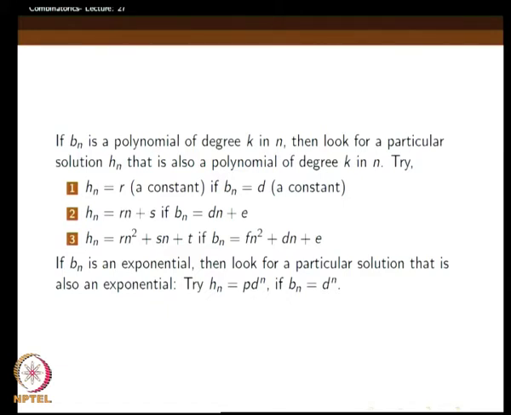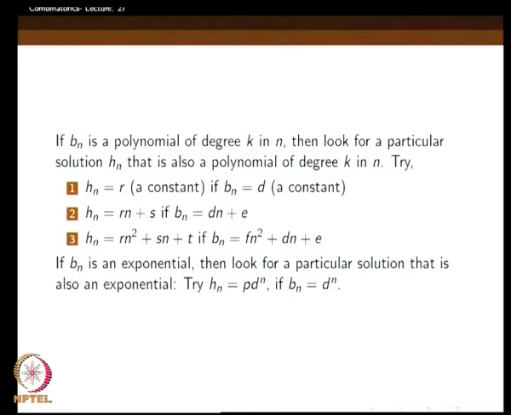So see, it is not that if you substitute this it will always work, but this is the thing to try. Then similarly, if Bn is equal to f times n square plus dn plus e, then we can try Hn equal to R times n square plus Sn plus T, where R, S, T, etc. are some constants, and f, d, e are all constants here. If Bn is an exponential, that means Bn equal to d raised to n for some constant d, then we try Hn equal to p times d raised to n for some other constant p. So these are some guidelines for finding the particular solution.